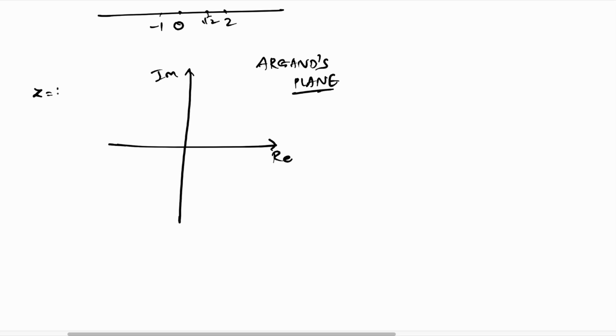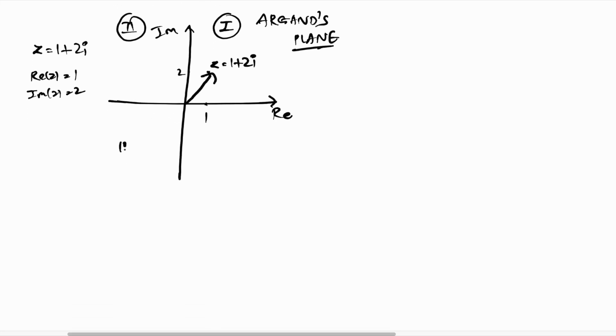So if I have a complex number, for example 1 plus 2i, the real part is 1 and the imaginary part of z is 2. So on the real axis I need 1 and on the imaginary axis I need 2. So this is the point (1, 2) here. The complex number will be represented like an arrow starting from the origin to the point, like this. So this is my complex number z, which is 1 plus 2i. So this is the first quadrant, the second quadrant, the third quadrant, and the fourth quadrant.